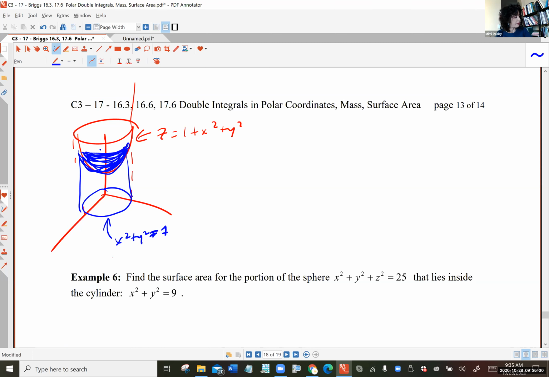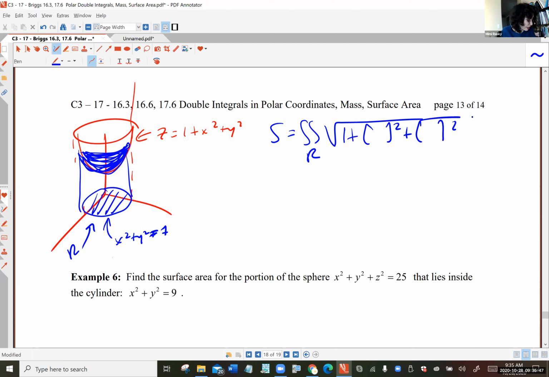We know that S, our surface area, is going to be the double integral over the region R, and this down here in the xy plane is our region R, and you're going to have the square root of 1 plus fx squared plus fy squared. I claim that this z is the capping surface that we're trying to find the surface area of. So what is fx? Quick.